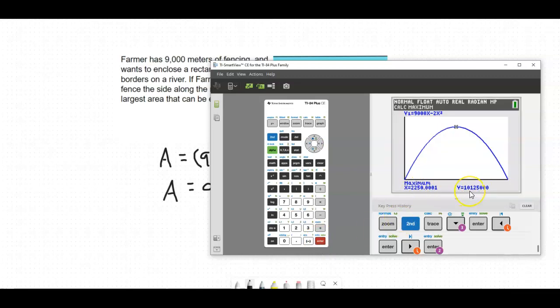So, wow, that's a huge area. 10,125,000. So this would be the largest possible area that we could find. And that would be when we let our x value, or the side of our fence there, be 2,250 meters.